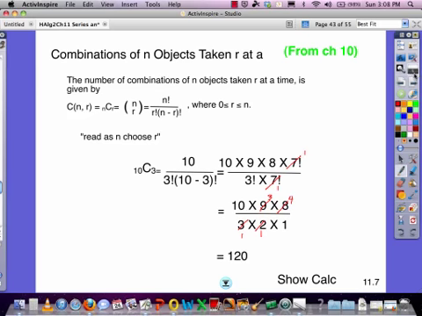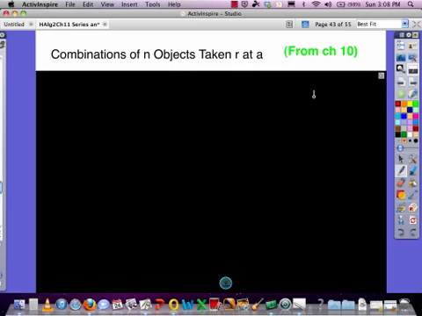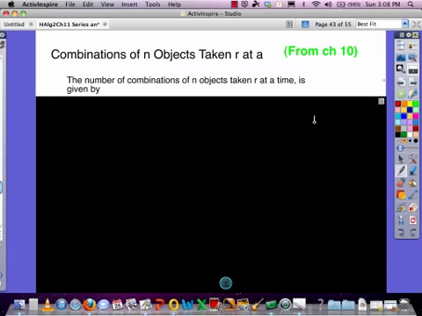If we want to find, and this actually comes partly from chapter 10, combinations of n objects taken r at a time, meaning if I have 5 things, but I'm only going to take them in groups of 3. If I have 10 people in the room, but I want to make committees of 4.